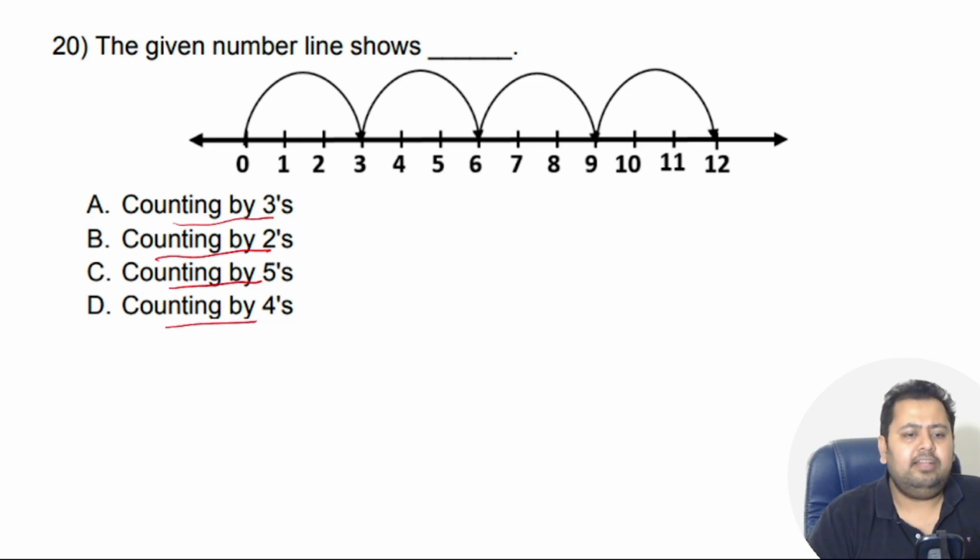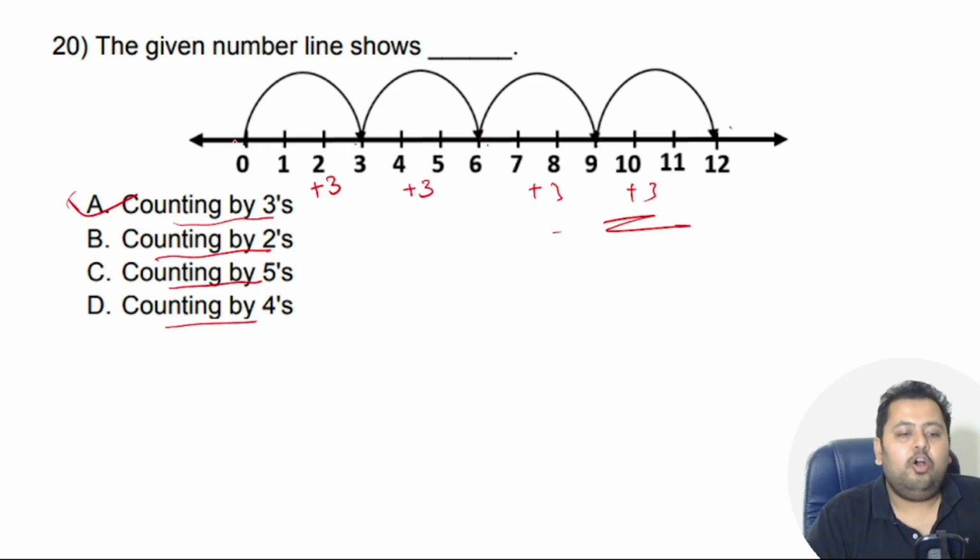This is an easy one, right? From 0 to 3, what is actually increasing? It is increasing by 3, right? From 3 to 6, it is again increasing by 3. Again, from 6 to 9, it's 9 to 12. So this is where you are counting the number by 3. Option number A is your correct answer. Hope you got it right. If you did, give yourself a star.